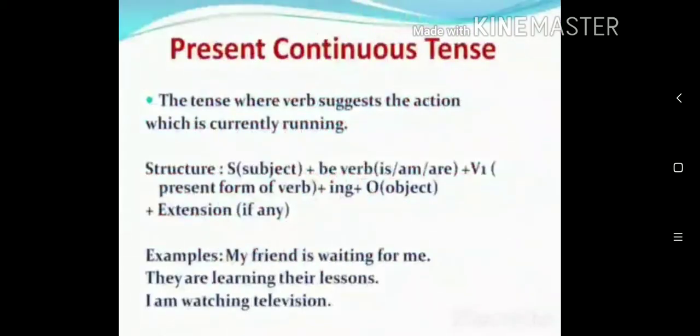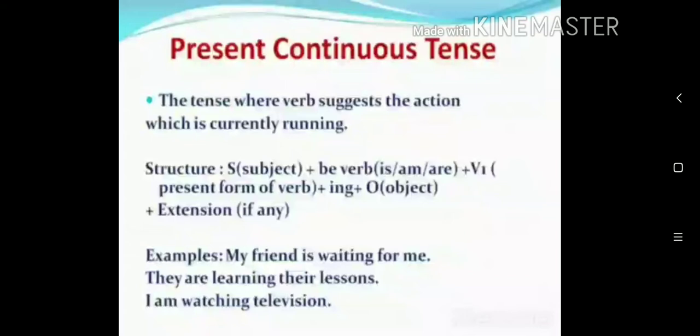Present continuous tense, the tense where verb suggests the action which is currently running. The structure of present continuous tense is subject plus be verb, is, am, are, present form of verb plus ing, object plus extension if any. Examples of present continuous tense: my friend is waiting for me. They are learning their lessons.